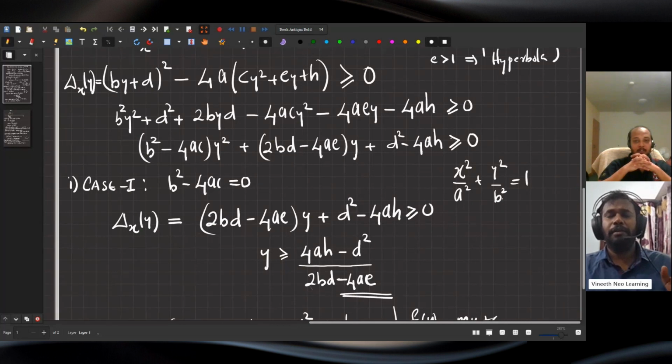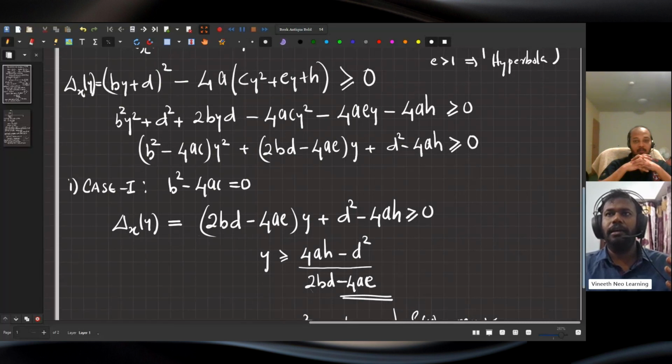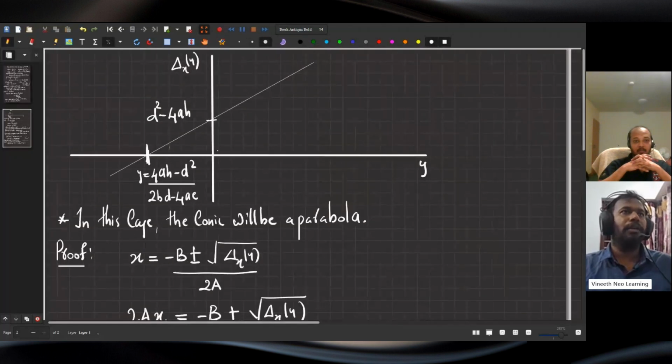Same semi-major and same semi-minor axes. We can actually write this equation as x squared over a squared plus y squared. Okay, I'll write it down here. This is an important point.